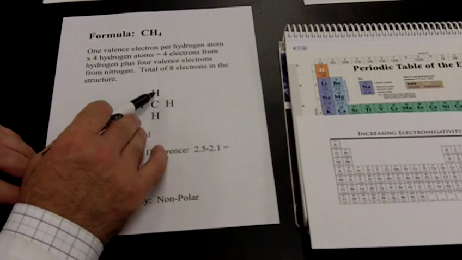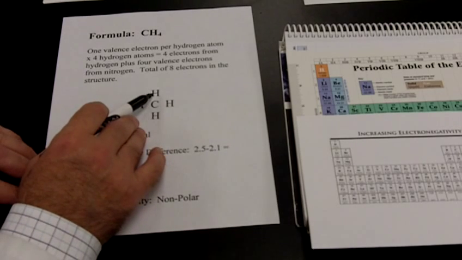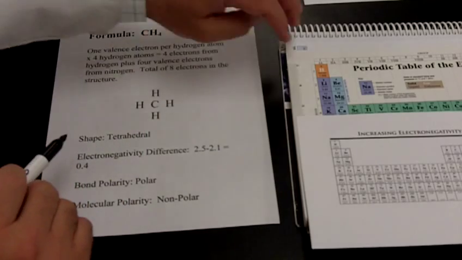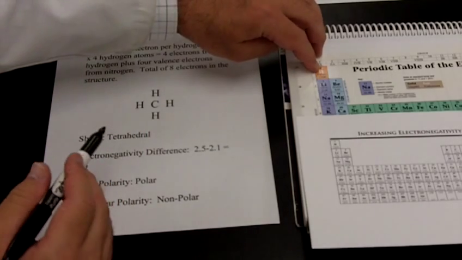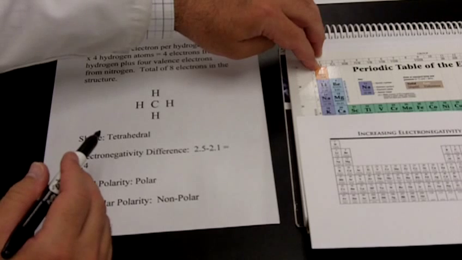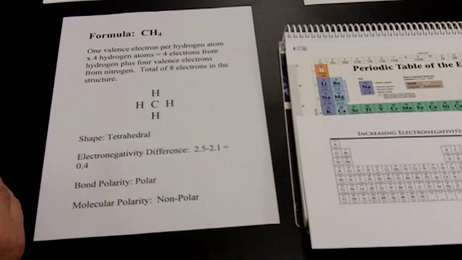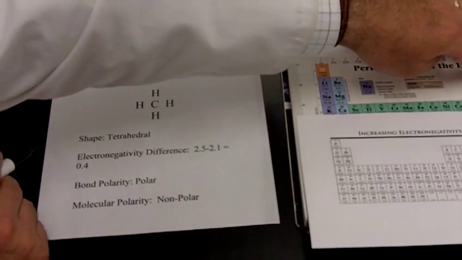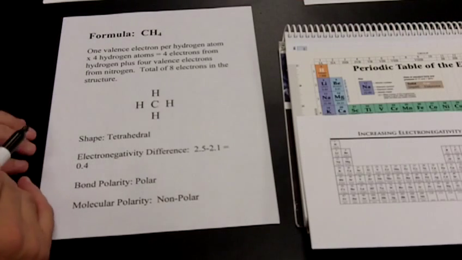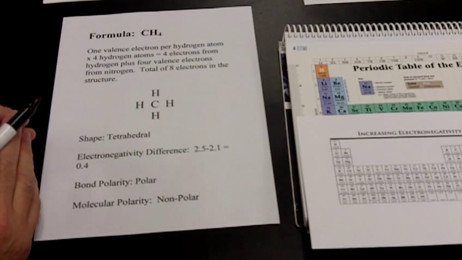Remember that each of the hydrogens brings to the structure 1 electron each. I know that because the hydrogen from previous examples is in the first column, and it brings 1 valence electron, or 1 electron to the structure. There's 4 of them, so they will bring 4 electrons to the structure. Carbon is in the 4th column on the periodic table. It will bring 4, so 4 plus 4 is of course 8.